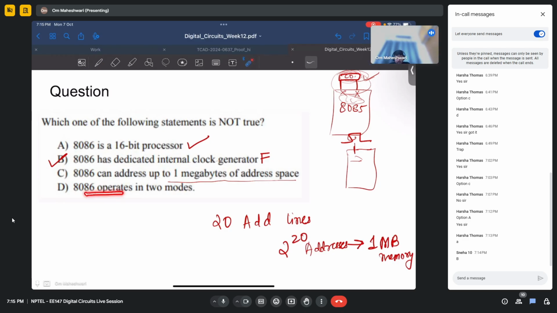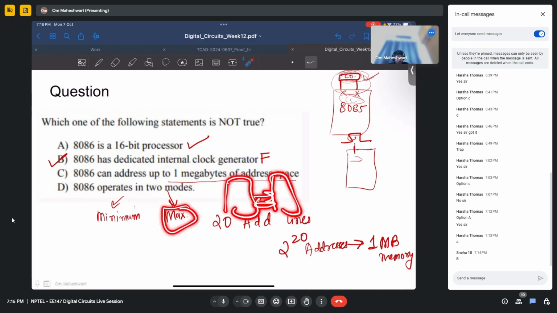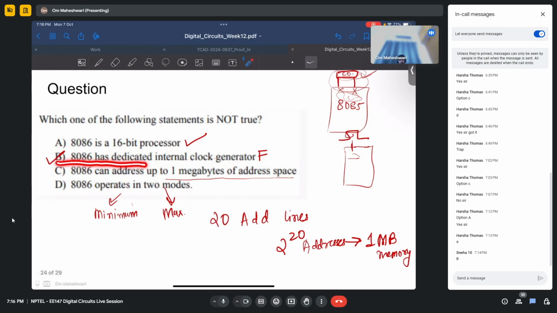And the last one is 8086 operates in two modes. One is minimum mode, one is maximum mode. Minimum mode is similar to whatever we have read about 8085, that is just operates as a standalone processor. In maximum mode, it can be connected with multiple processors and they can operate together. Okay, so the answer to this one is option B. It does not actually have an internal clock generator.